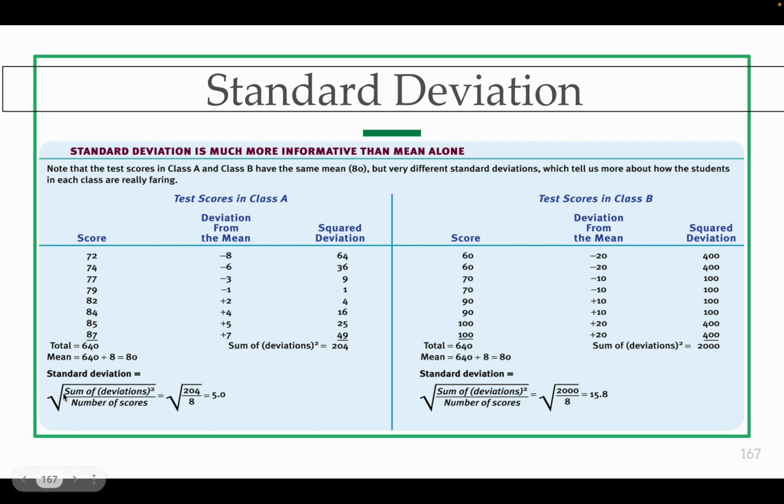This little phrase here, sum of deviations squared, has messed me up before. I've tried to sum this and then square that answer, and that will not work out. You have to square them first and then add them together. Once you've done that, you can divide by the number of scores. So 204 divided by 8 equals probably 25, it looks like. And then you take the square root of that 25 and you get a 5.